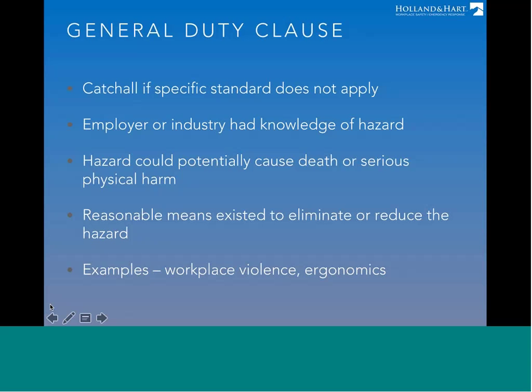However, if OSHA can establish that the employer or the industry had general knowledge of the hazard, if that hazard could potentially cause death or serious physical harm to employees, and if reasonable means existed to eliminate or to reduce the hazard, OSHA could cite the employer for a violation of the General Duty Clause under Section 5A1. You should know that General Duty Clause violations are automatically classified as serious citations or higher. There's no such thing as an other than serious General Duty Clause violation. And some of the specific examples that we're going to be getting into today, which relate to OSHA's initiatives in the healthcare area, are workplace violence and ergonomics, to name a couple.